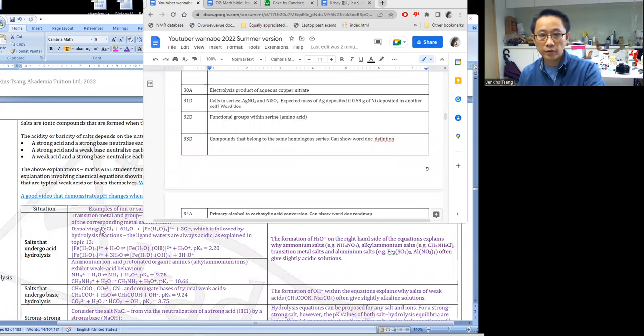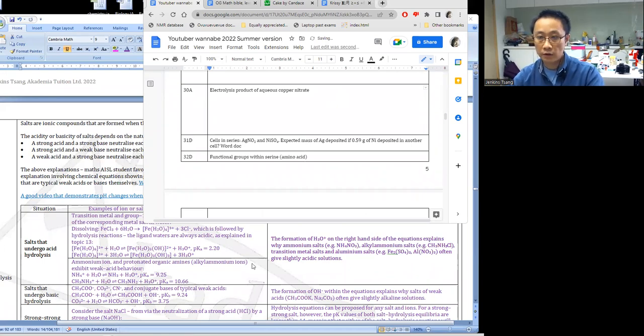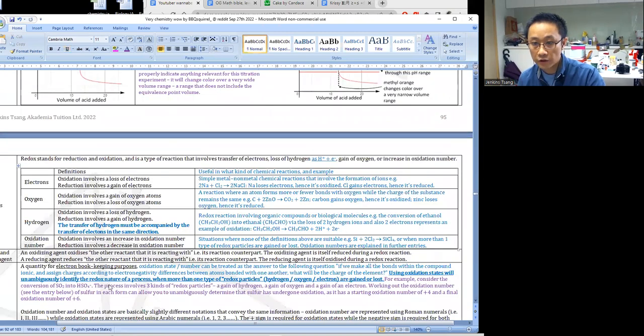Question 30 now, what are the products when dilute aqueous copper nitrate is electrolyzed? They give you the oxidation potential of copper becoming copper 2 plus of -0.34. I think you probably should memorize that copper is easier to reduce than H plus, because H plus to H2 reduction has a reduction potential of 0 by default. For this, I'll just show you what I believe is the best approach.